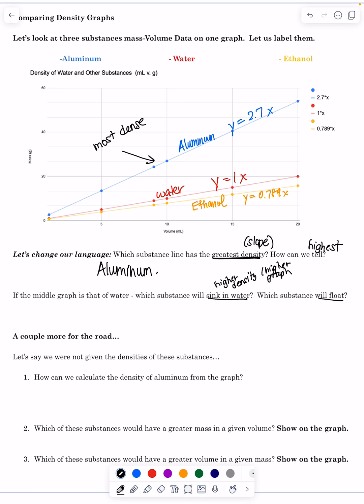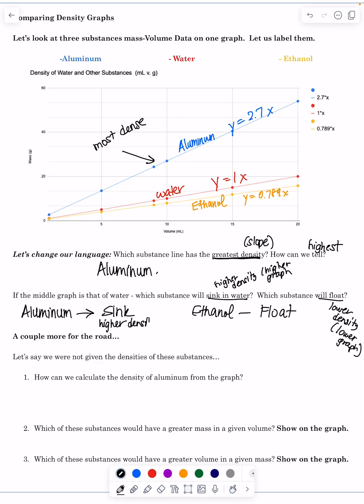And it will float if it has a lower density, or lower graph. So I could look at this graph and say that the aluminum is going to sink. It's got a higher density. But the ethanol, that will float. If you had to explain, you would say aluminum has a higher density. Same thing for the ethanol, the opposite: it would float because it has a lower density than water.